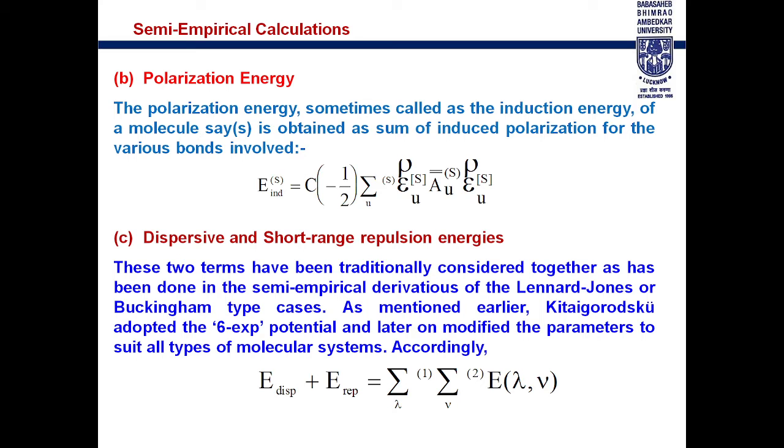Dispersive and short range repulsion energy. These two terms have been traditionally considered together, as has been done in the semi-empirical derivations of the Lennard-Jones or the Buckingham type cases. As mentioned earlier, Kitaigorodsky adopted a six-exponential potential and later on modified the parameters to suit all types of molecular systems, which is given by the expression.